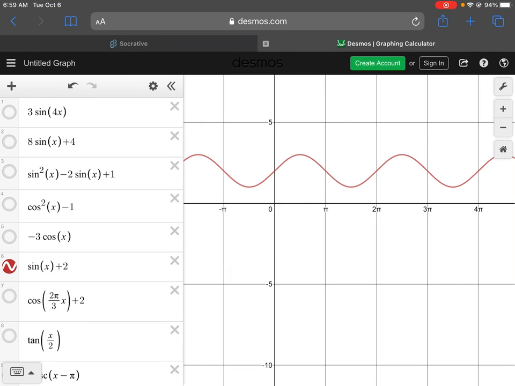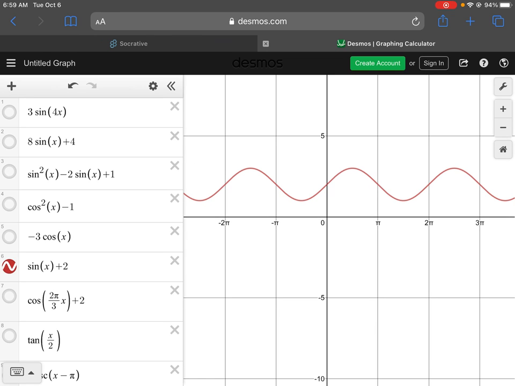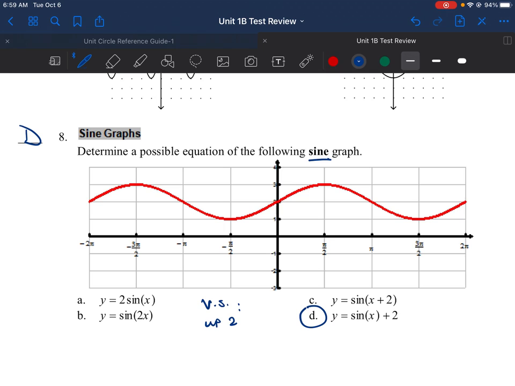Here's sine of x plus 2, and we can see some of the points that we're looking for here. I see 0, 2. I see pi over 2, 3. Let's see if we can see those common points as well. Here's 0, 2. Here's pi over 2, 3. We see some of those common points, and everything looks like it's checking out.